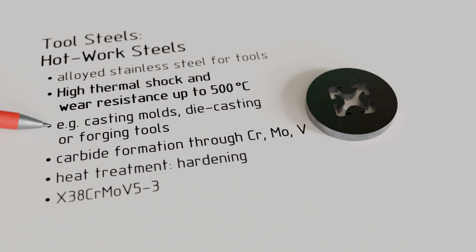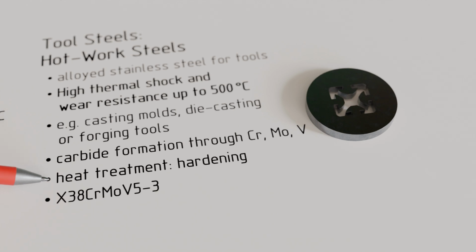To achieve high heat resistance, carbide-forming alloying elements such as chromium, molybdenum, or vanadium are necessary. Like cold working steels, hot working steels are heat-treated through hardening and tempering to reach the required hardness. The desired hardness is defined using special tempering diagrams. A typical hot working steel is the highly alloyed X38 CrMoV 5-3, which is used for highly stressed forging dies.